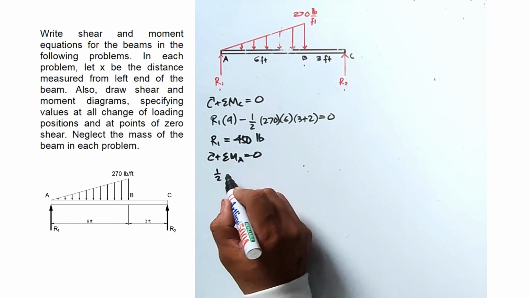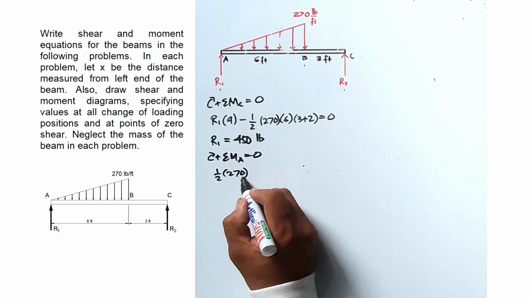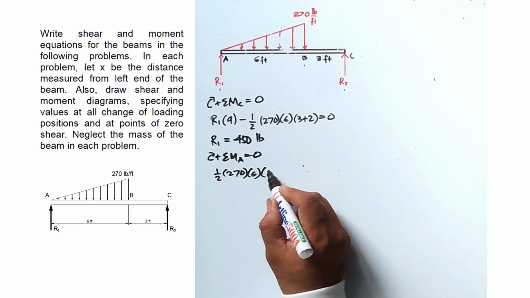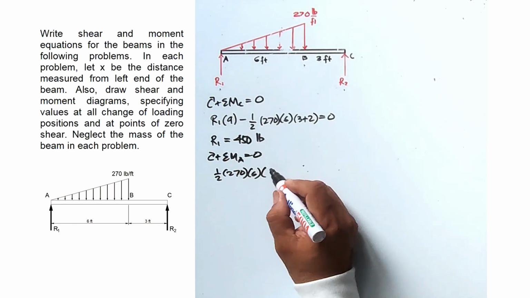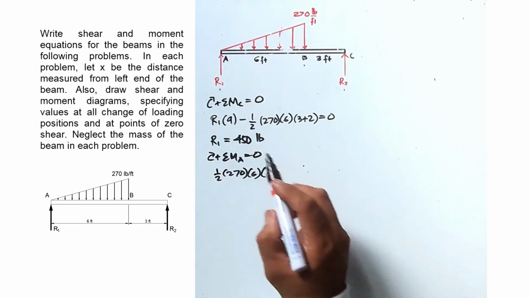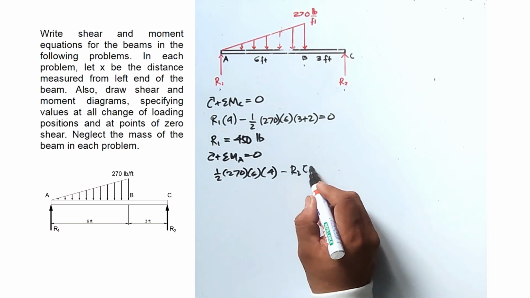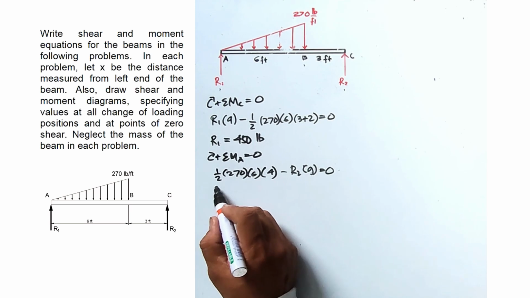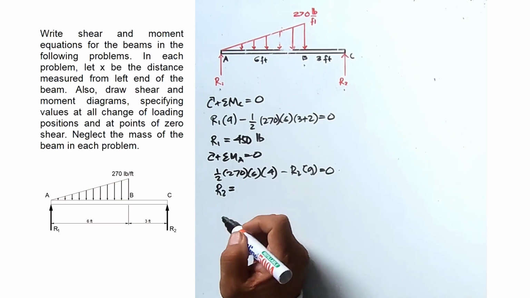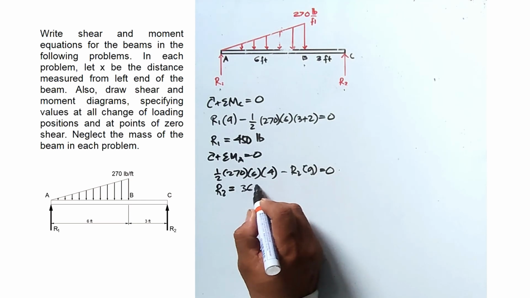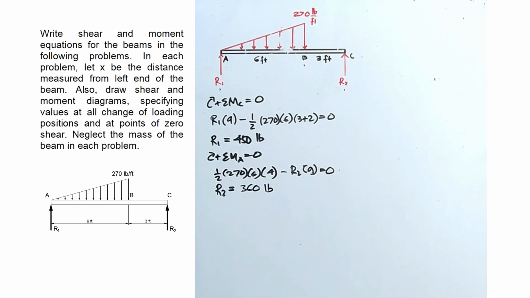Then summation of moment at A equals 0, clockwise moment as positive. That will be 1/2 of 270 times 6. The moment arm is 2/3 of 6, which is 4. Minus this counterclockwise moment, R2 times 9 equals 0. R2 is 360 pounds.